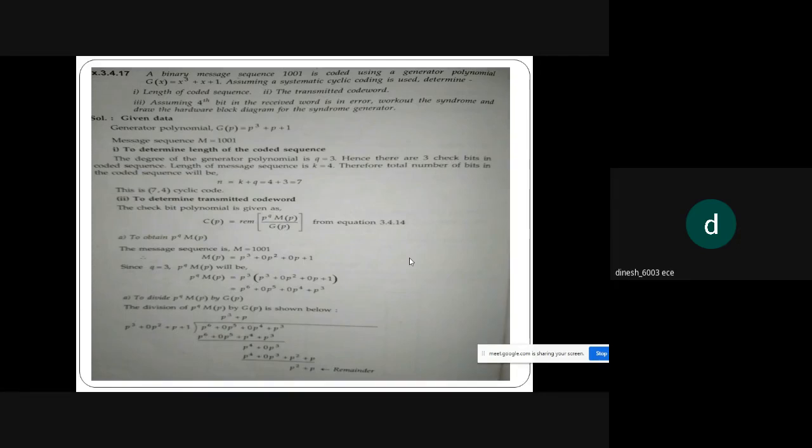See here in this question, N of K is not given. Keep in mind, N of K is not given. We have to find the N of K, that is, the length of the code sequence. And we need to find the transmitted code word for 1001. They are also giving another addition: there is an error in the fourth bit in the received vector. And they are asking us to find the syndrome and draw the hardware for its syndrome generation. So let us see how to do this.